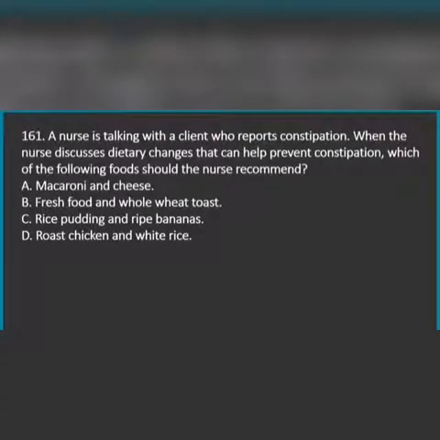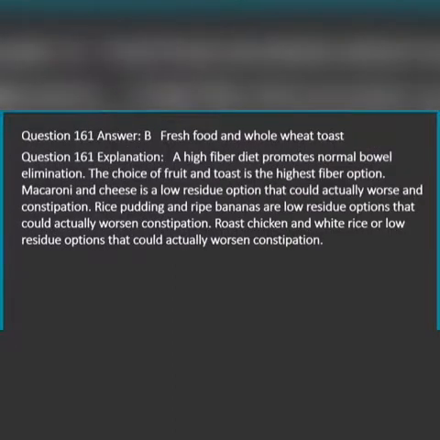Question 161. A nurse is talking with a client who reports constipation. When the nurse discusses dietary changes that can help prevent constipation, which of the following foods should the nurse recommend? A. Macaroni and cheese. B. Fresh fruit and whole wheat toast. C. Rice pudding and ripe bananas. D. Roast chicken and white rice. Question 161. Answer: B. Fresh fruit and whole wheat toast.